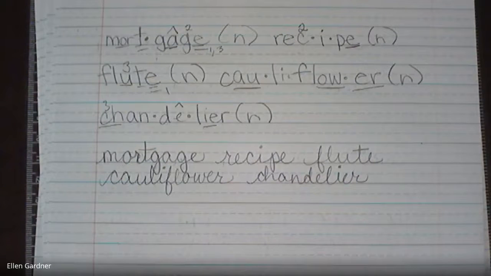Mortgage, recipe, flute, cauliflower, and chandelier. Boys and girls, once you're done with all of the cursive words, please hold up your paper so I can see it. Write in your very best cursive. Excellent for those of you I'm seeing so far. Hold it close to the camera if you can.